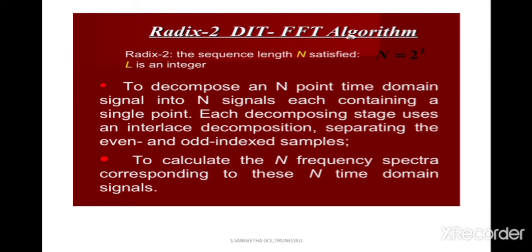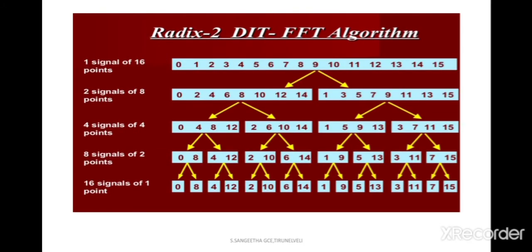Next, the radix-2 DIT FFT algorithm. For radix-2, the sequence length N must satisfy N = 2^L, where L is an integer. The aim is to decompose an N-point time domain signal into N signals, each containing a single point. Each decomposing stage uses an interlaced decomposition, separating the even and odd indexed samples. To calculate the N frequency spectra corresponding to these N time domain signals, we have the radix-2 DIT FFT algorithm.